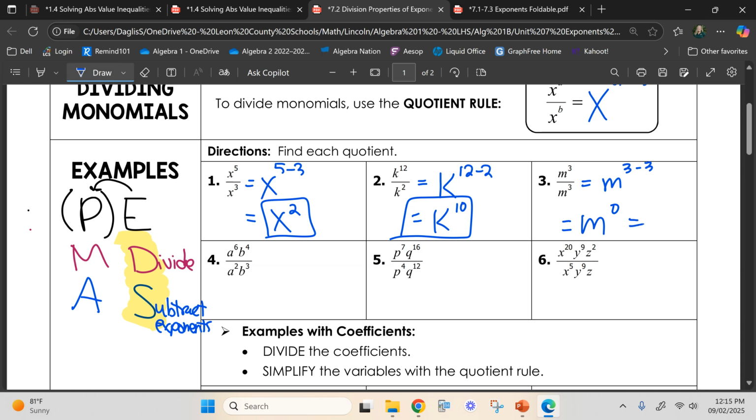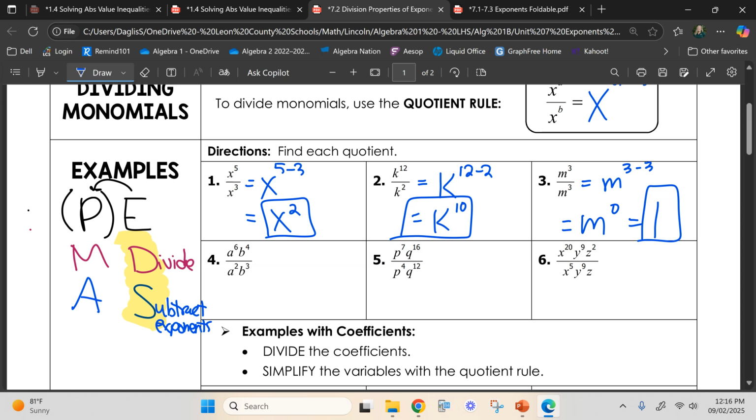Good, that was on our organizer at the very bottom. And now, doesn't that make sense? Anything divided by itself is just the number 1, right? Like if that was just 3 divided by 3, it's just the number 1. So it still applies. m to the 3 over m to the 3, well, it is just the number 1.